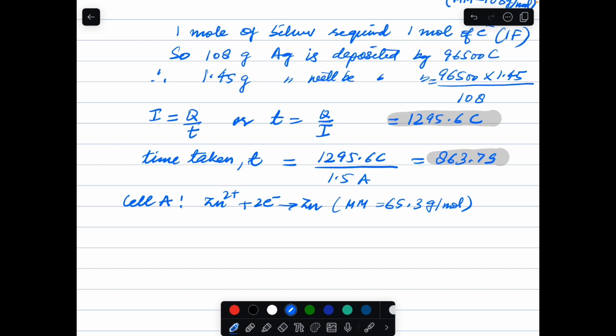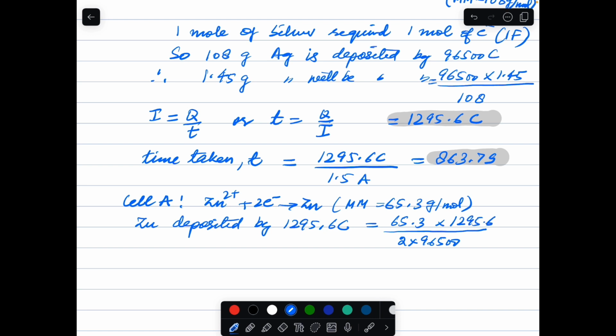So we will find out zinc deposited by 1295.6 coulomb charge is equal to 65.3 divided by 2 into 96500 multiplied by 1295.6. Why we have written 2 into 96500?